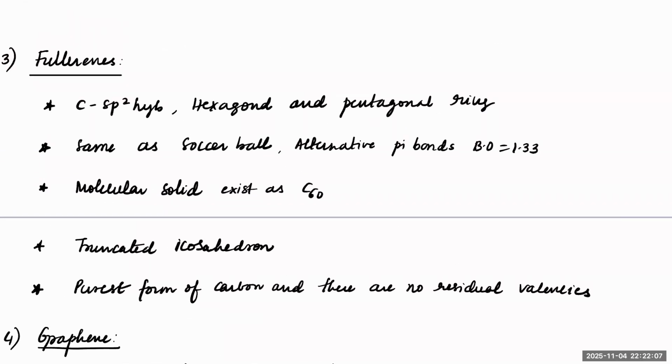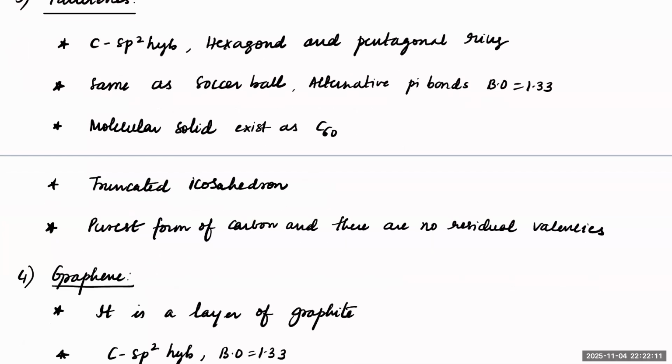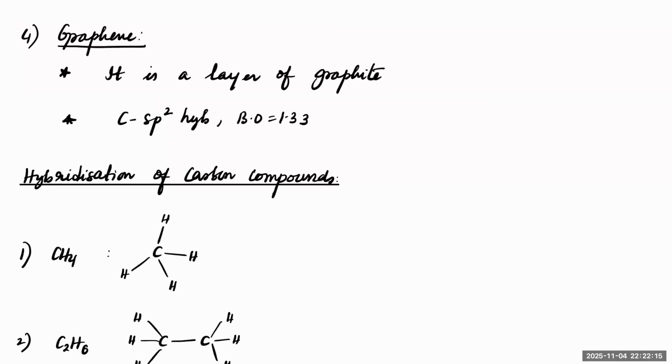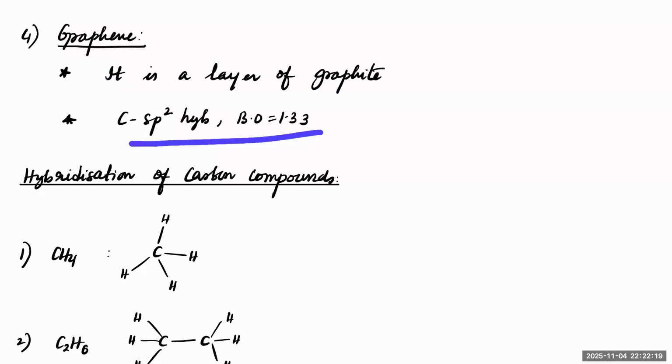We will be learning more in detail about fullerenes as we visit group 14 elements, so don't worry about more details here. Graphene is a layer of graphite with only sp2 form. Bond order is 1.33. It is like a sheet of one graphite layer.